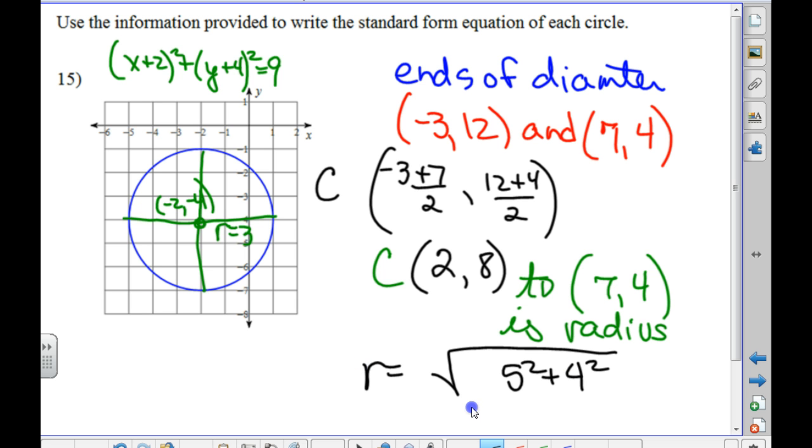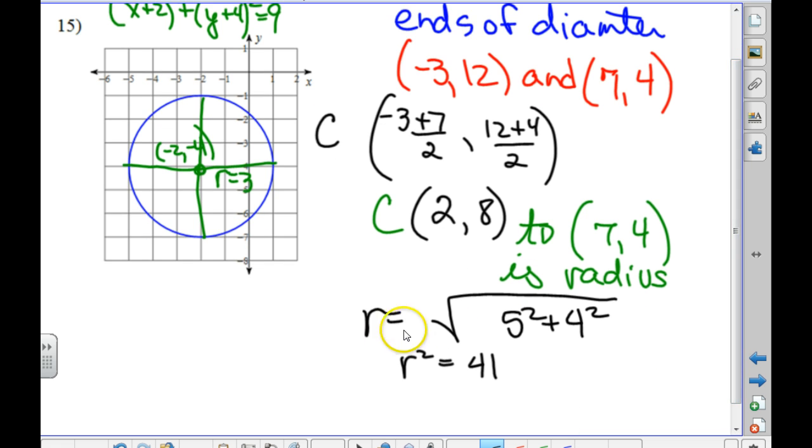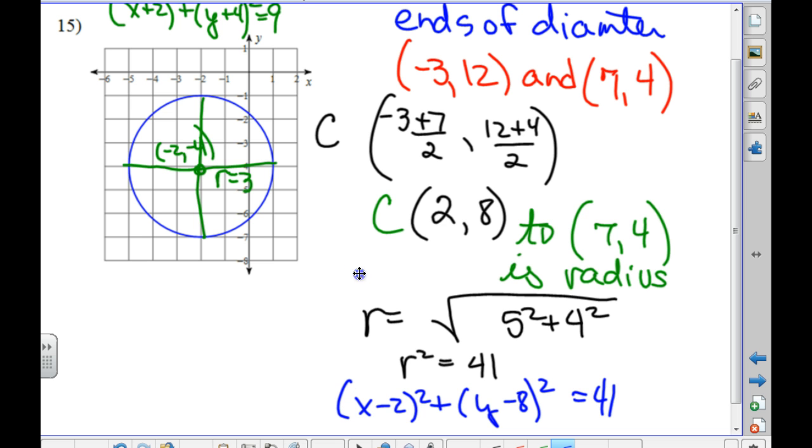So this is the radius, but remember in our equation, we really only need the radius squared, right? So the radius squared is actually 25 plus 16, which is 41. You could square root it. The radius is the square root of 41, but then you're going to square it again to put in the formula. So the equation of this circle would be (x − 2)² + (y − 8)² = 41, because it's at the center (2, 8).